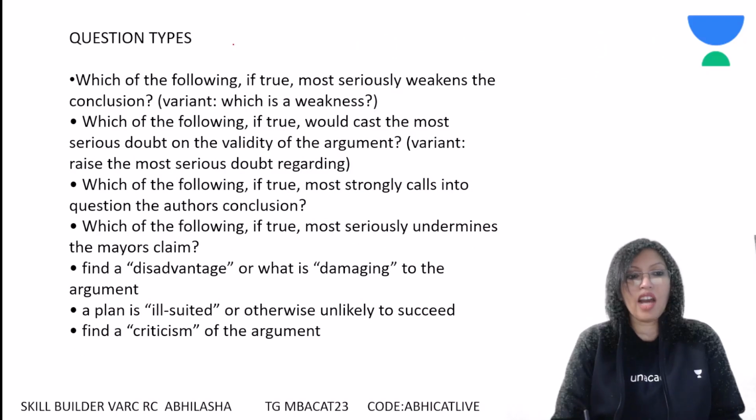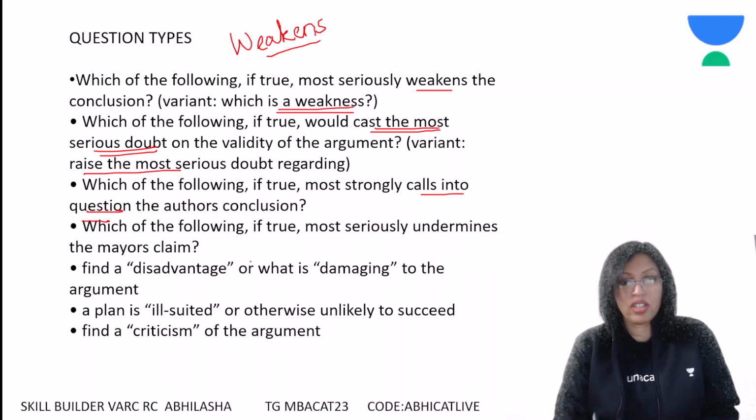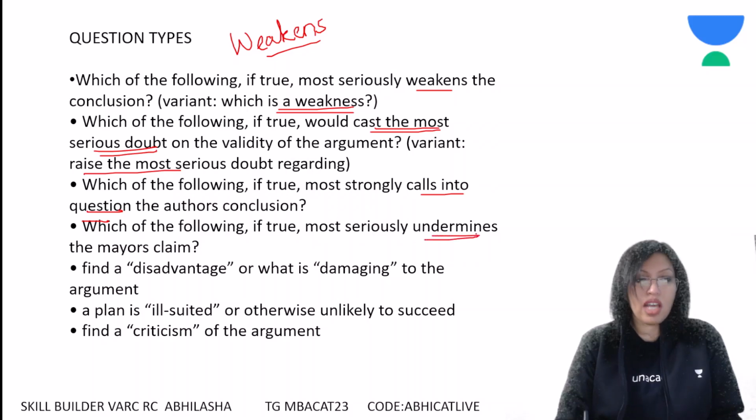Now in weakening arguments, the word weaken has many synonyms, right? For example, weakens the conclusion. There is a variant which is a weakness. There is another one which would cast the most serious doubt on the validity of the argument. It could also be raised the most serious doubt regarding something. Which of the following calls into question the author's argument? Again, that is the same thing. Call into question means doubt. Seriously undermines the author's argument.